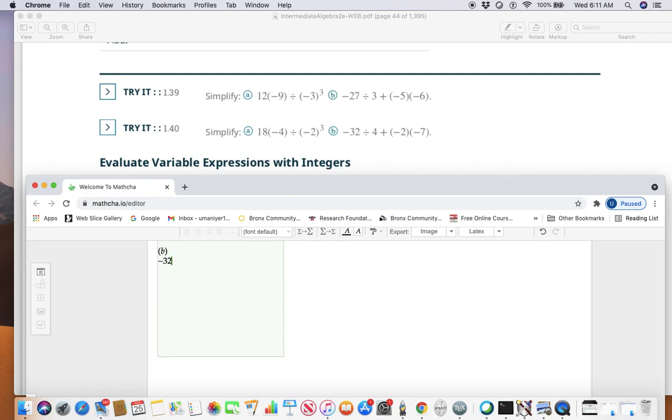Negative 32 divided by 4 plus (negative 2)(negative 7). So notice you have a division and a multiplication. They have the same priority, but you walk from left to right. Negative divided by positive is negative. 32 divided by 4 is 8.